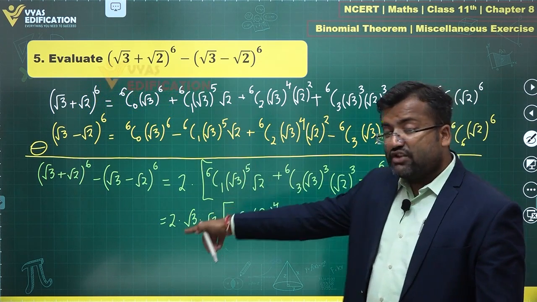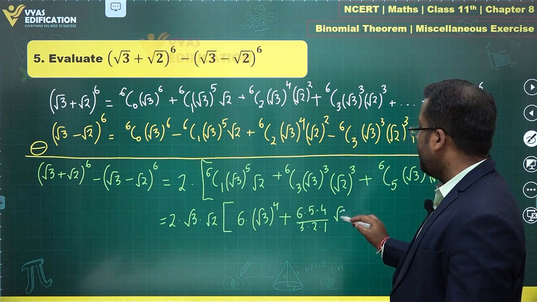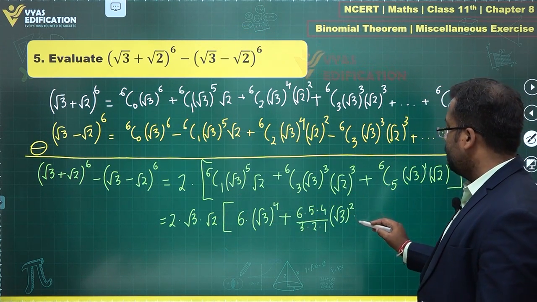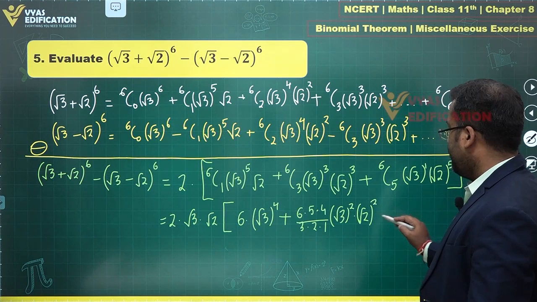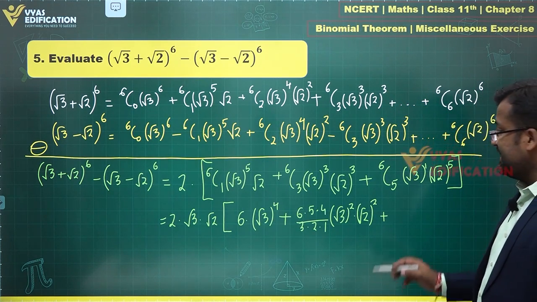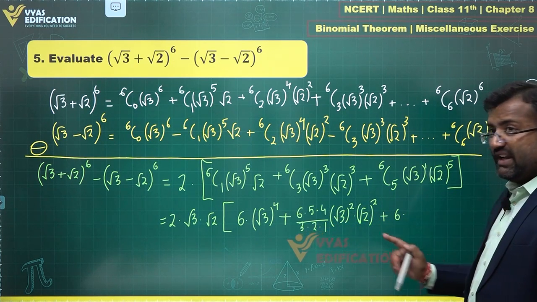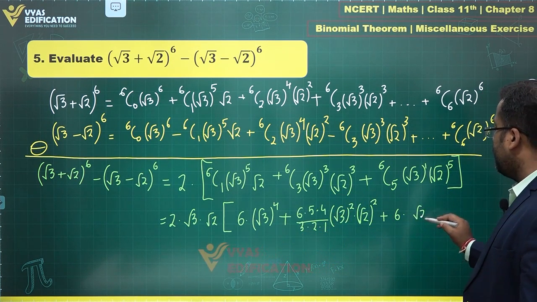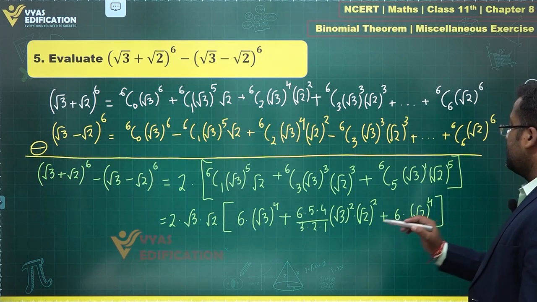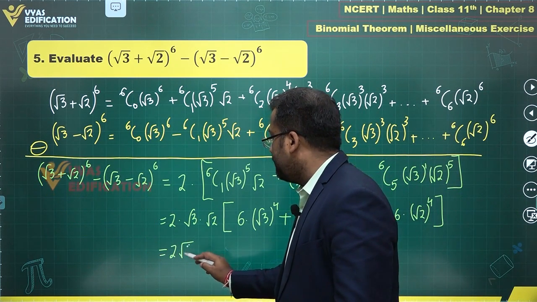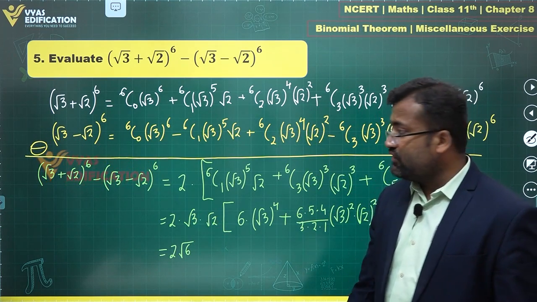6c3 is 6 times 5 times 4 upon 3 times 2 times 1. One root 3 has already gone out, so root 3 square will remain over here. One root 2 has already gone out, so this will remain as root 2 square. Plus 6c5 is 6. Root 3 has gone out, root 2 power 1 has gone out, so what will remain is root 2 power 4. This is what will remain, right? What next? This becomes 2 square root of 6, since root 3 times root 2 is square root of 6.